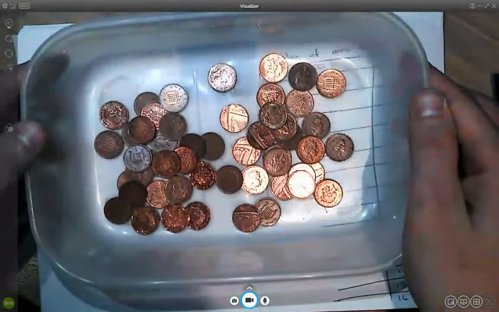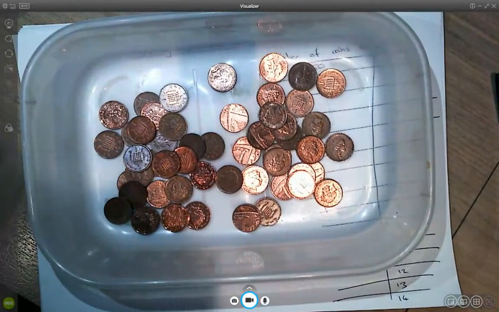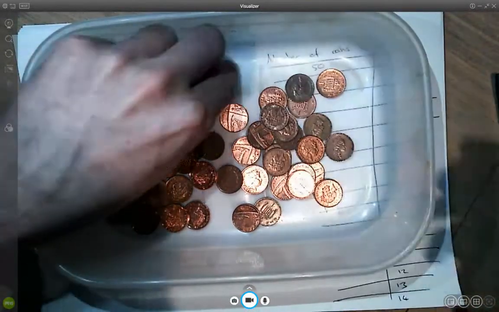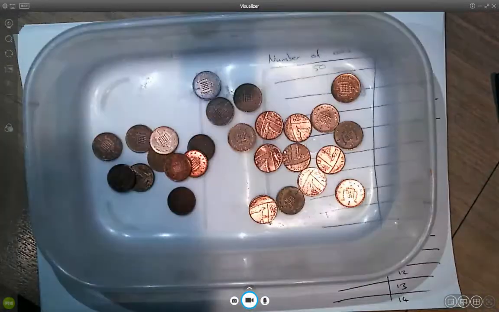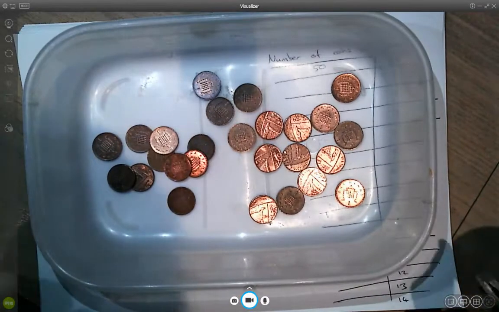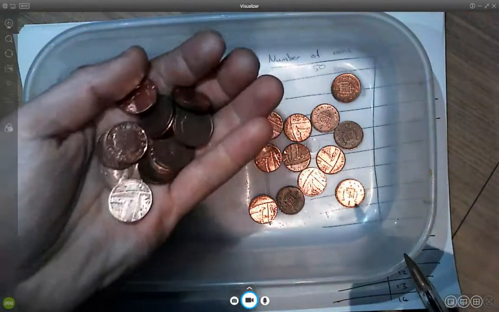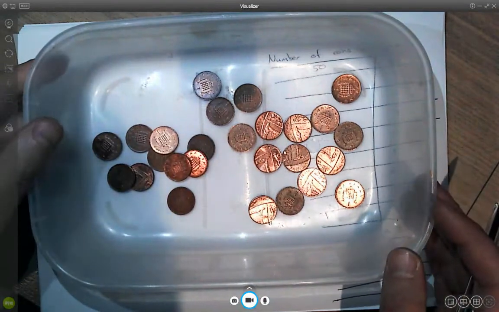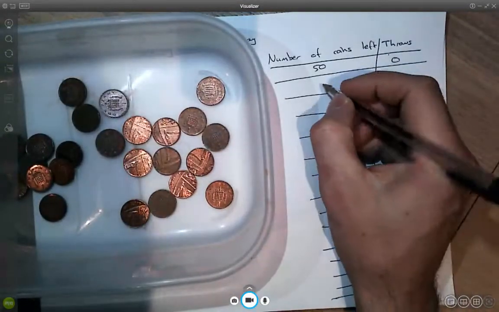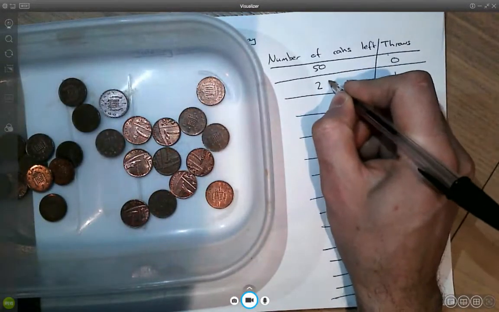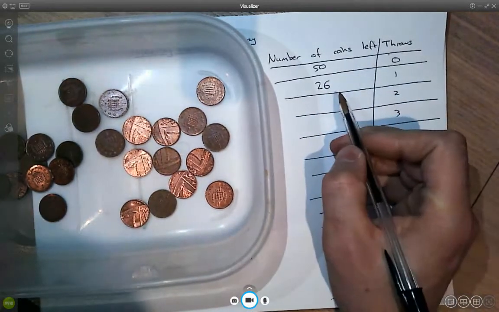So what I'm going to do now is remove any that have heads. I flipped them once and I removed 24 coins that have heads. So you'd expect it to be about half, but it's random, so it will never quite be half. So that means I've got 26 left.